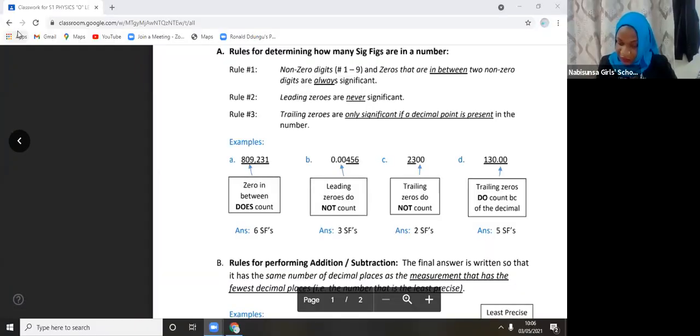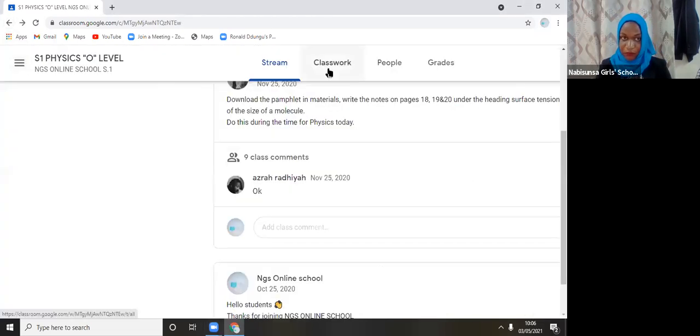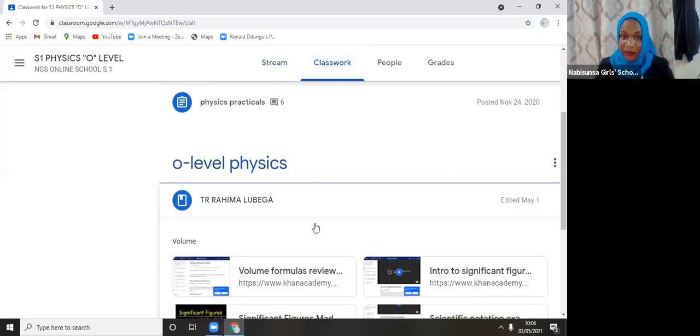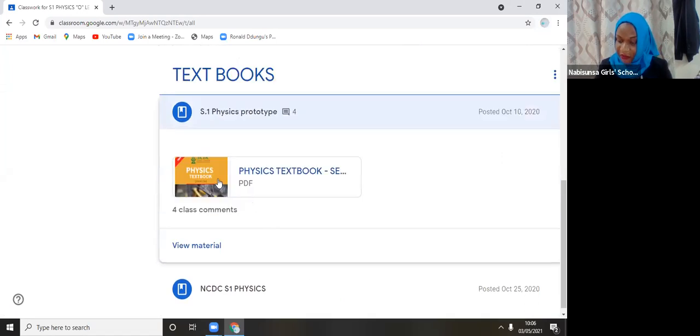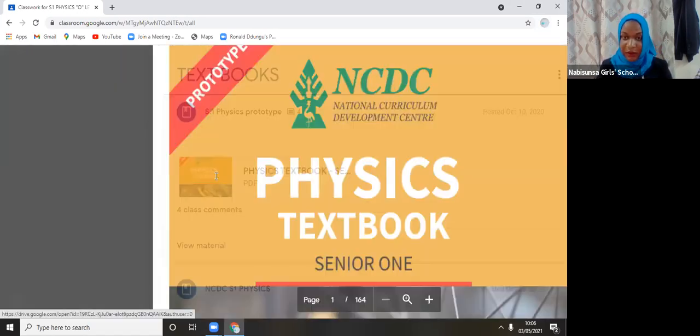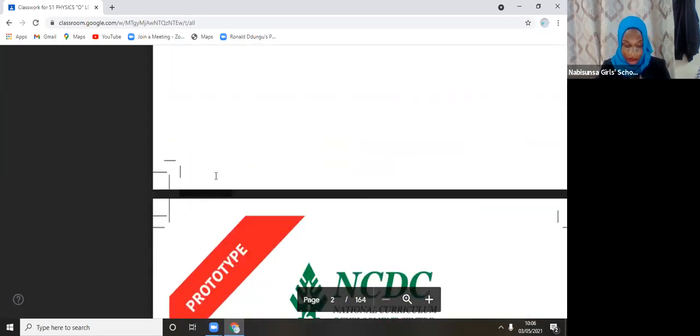Now we have an exercise in our book, the physics prototype textbook. I'm displaying it on page 27, exercise 2.4. Sorry, I'm giving you a few minutes. Set the number of significant figures in the following measurements. Go to exercise 2.4. I'm displaying it on the screen.